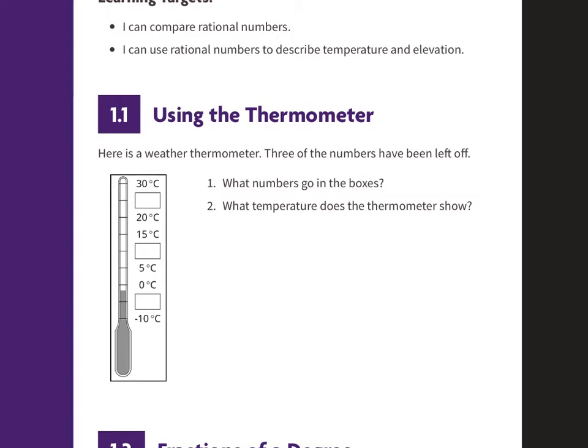So 1.1, using the thermometer. Here's a weather thermometer. The 3 numbers have been left off. What numbers go in the boxes and what temperature does the thermometer show? So go ahead and hit pause, fill out the boxes, and answer the question, then go ahead and hit play, and we'll get going.